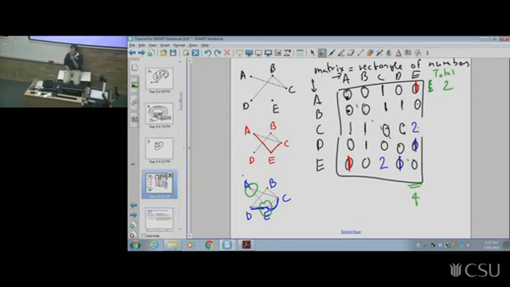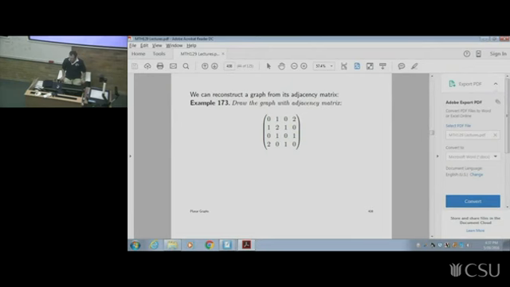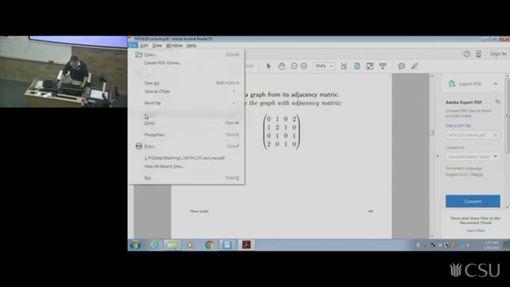Before I do that, I want to explain a bit more mathematics. I want to talk about matrices in general. But just before I do that, I've got this example, so let's do that one. Given an adjacency matrix, you can also go back and draw the corresponding graph from it. So let's do this last example, which I'd forgotten about.